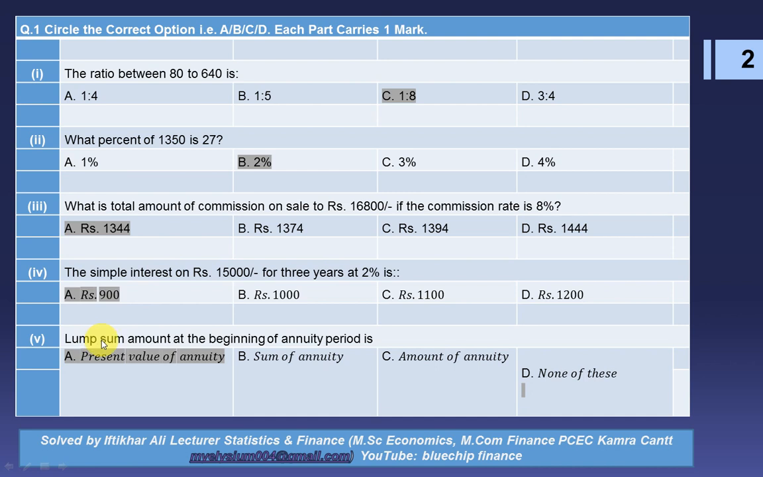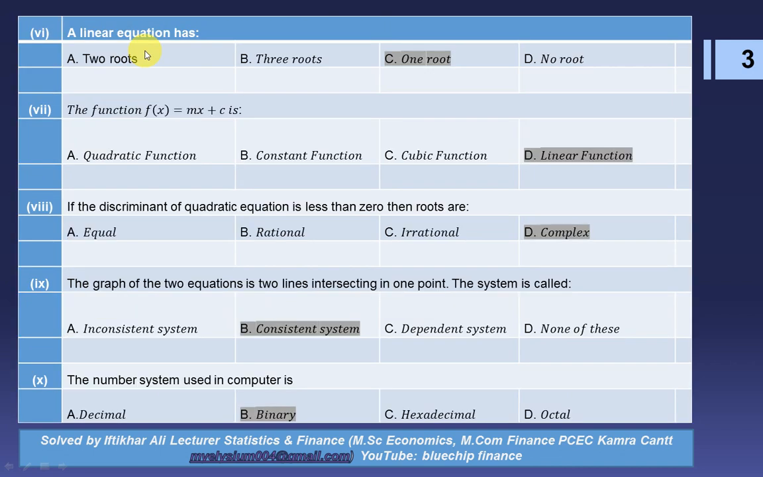So next MCQ: lump sum amount at the beginning of annuity period is present value of an annuity. Correct option. 6. A linear equation has one root. The function f(x) equals mx plus c is a linear function. If the discriminant of a quadratic equation is less than 0, then roots are, correct option is complex.